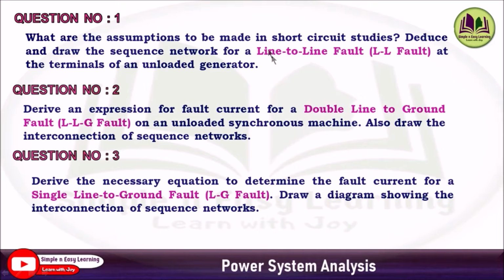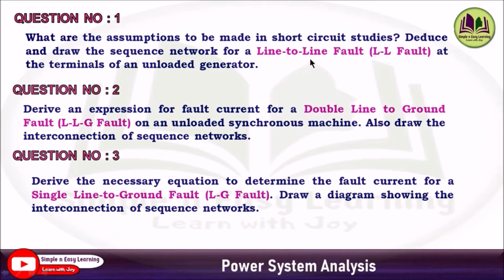So line to line fault derivation, you need to derive the line to line fault derivation. Finally you need to draw the sequence network for that particular derivation. And second priority is double line to ground fault. So for that also finally you need to draw the sequence network. Then third priority is single line to ground fault. So these three derivations are very important.